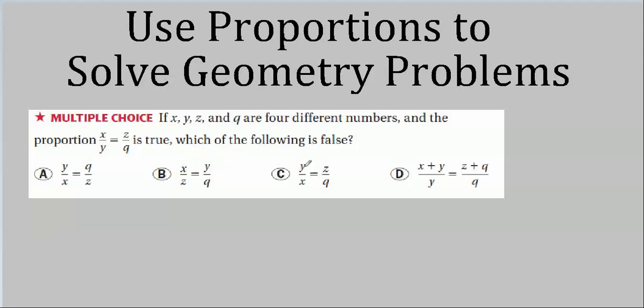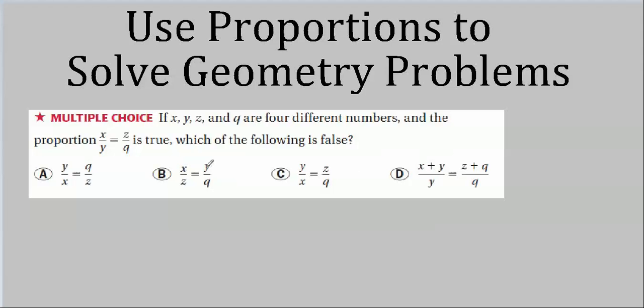How about this? y over x. Well, this is the reciprocal, z over q. This one isn't. So we have the reciprocal equal to the original. That doesn't make any sense. So this is probably the one that's false. And what about this? Well, we already know this is the third property we looked at just a little bit ago, where we can add the denominator to the numerator. So this is legit.